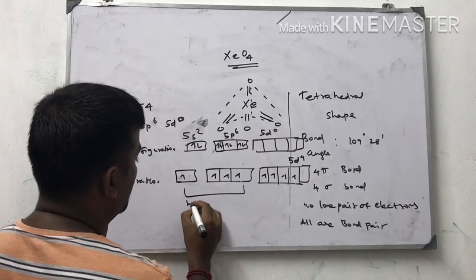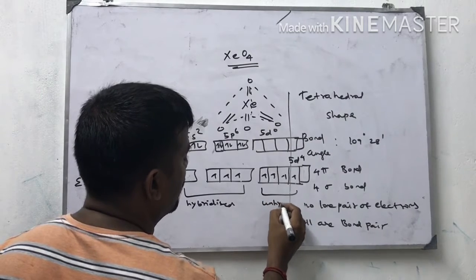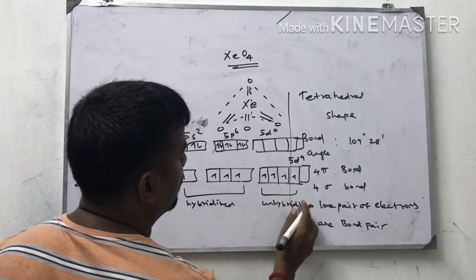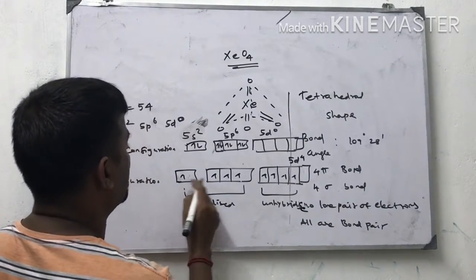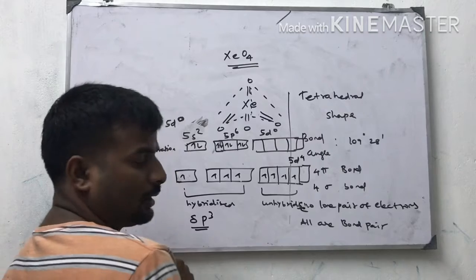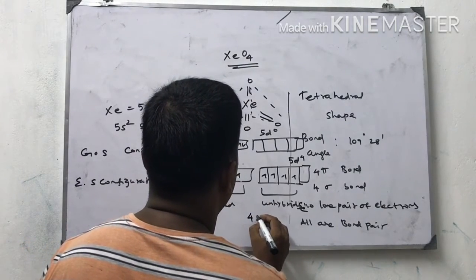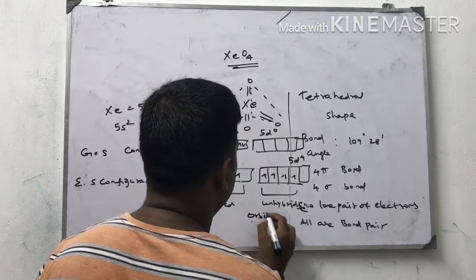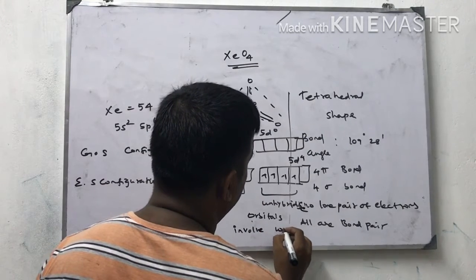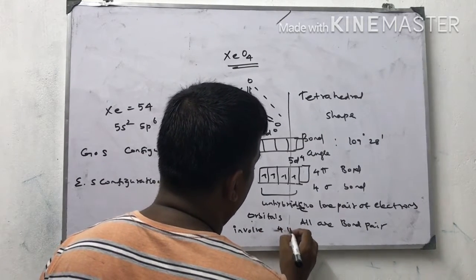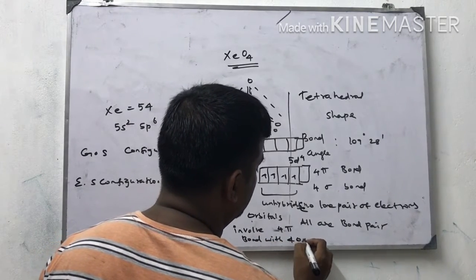One s orbital and three p orbitals, these are hybridized orbitals. These 4 are unhybridized orbitals. Here it is sp3 hybridized, from one s orbital and 3 p orbitals. The 4 unhybridized orbitals are involved with 4 pi bonds with the 4 oxygen atoms.